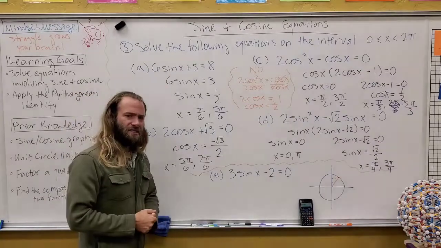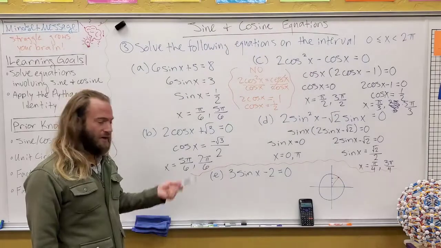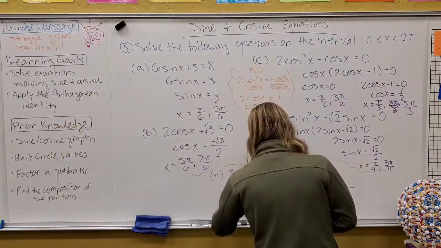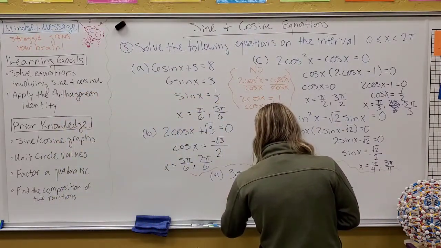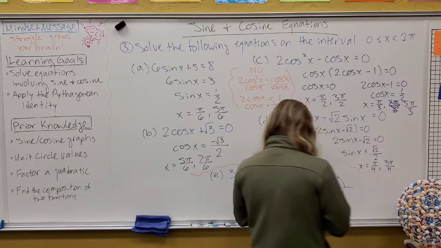Let's dive into part E together. Part E is interesting. Now, it looks more like A and B, but watch what happens when we try to work on this one. When you work it out and you add 2 and divide by 3, we get sine x equals 2/3.